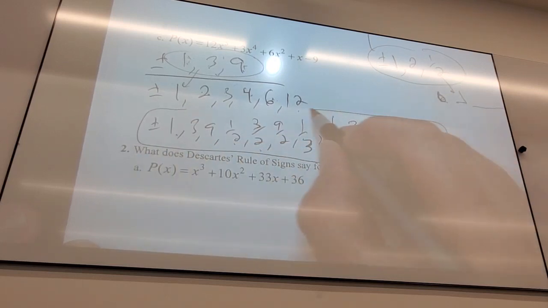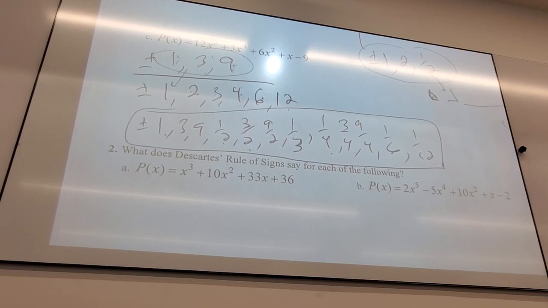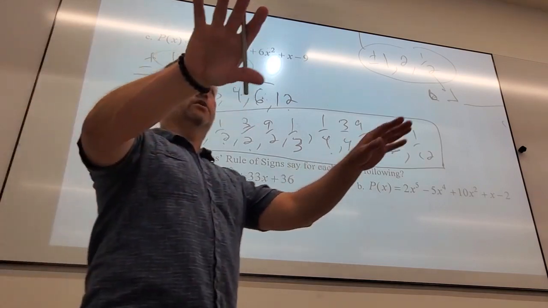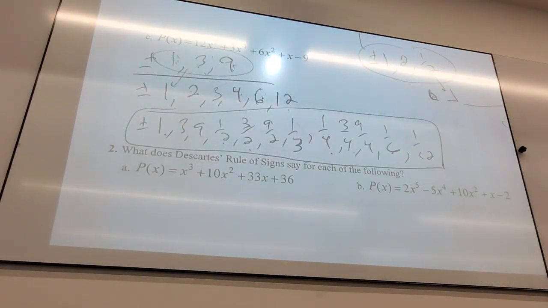Look at that list. So that's a skill by itself, just figuring out all the things that you would then have to go try to synthetically divide by and hope to God to get a 0 quick, right? That list is big.